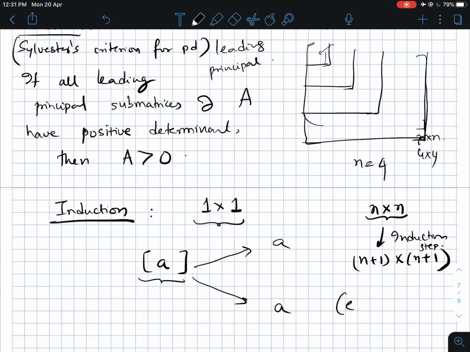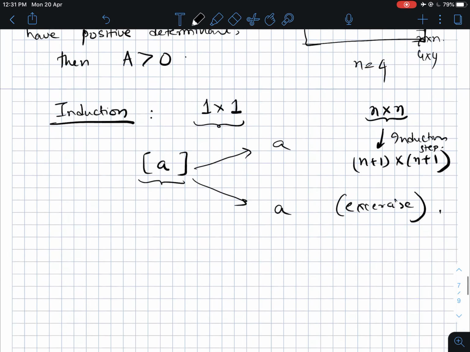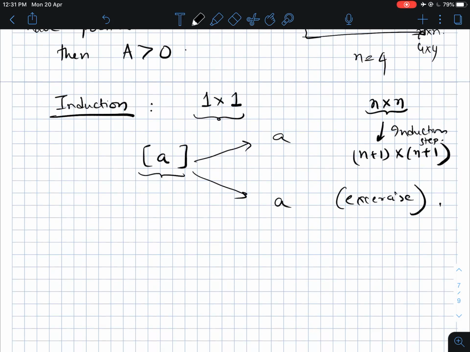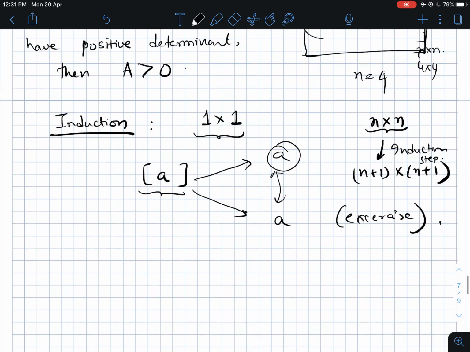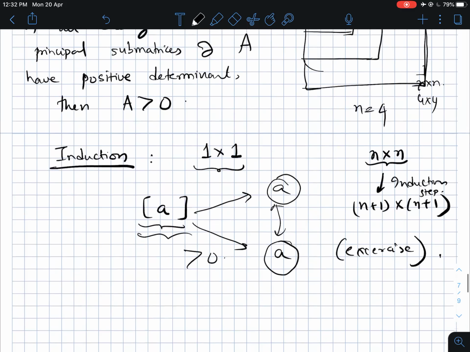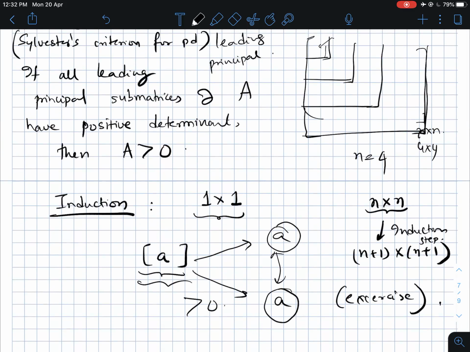What's an eigenvalue of this matrix? A is an eigenvalue. Is that clear to everybody? Again, I'll leave this as an exercise. If you have a 1 cross 1 matrix, its eigenvalue is the entry of the matrix itself. I hope that is obvious to everybody. So the determinant is the same as the eigenvalue here. So if the determinant is positive, that automatically means the eigenvalue is positive, which automatically means the matrix is positive definite. And I also mentioned to you before, for 1 cross 1 matrices, positive definite and positive is the same thing.